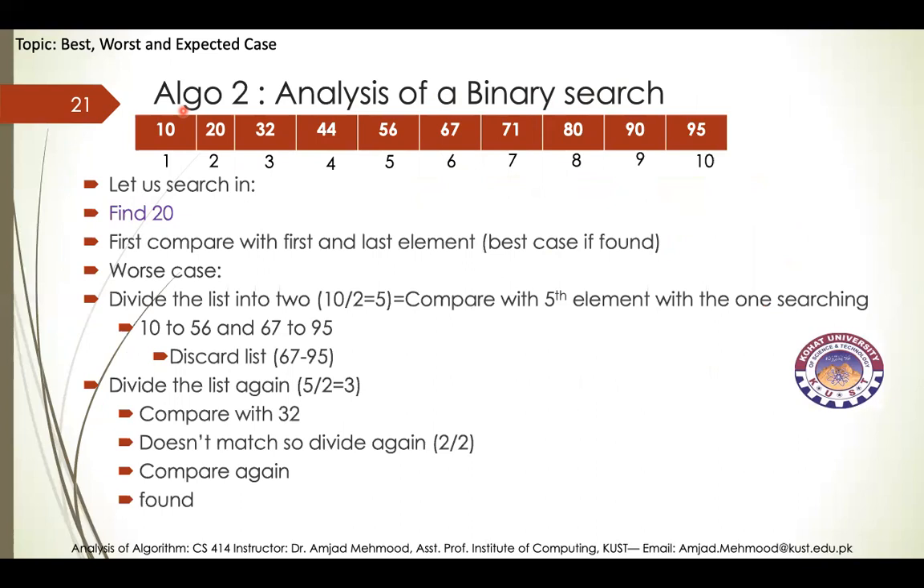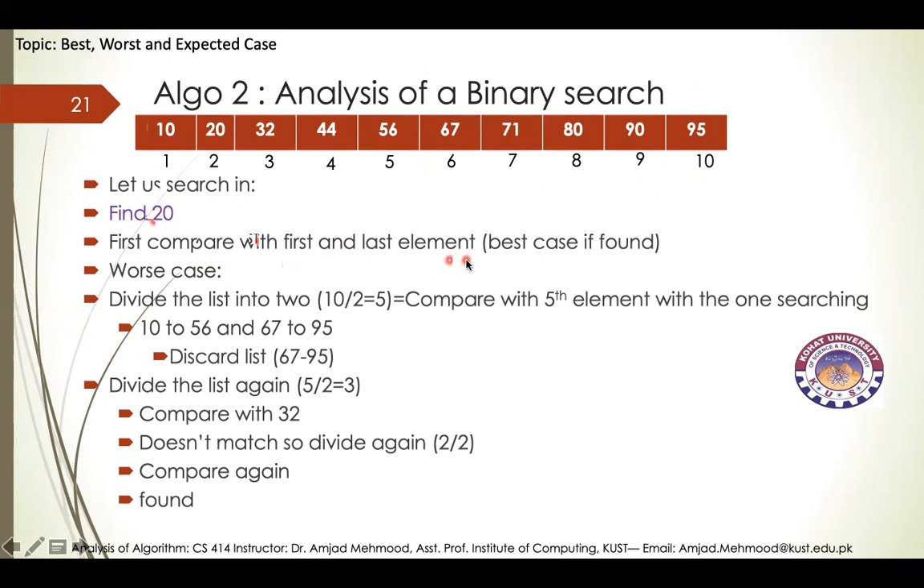Like how we will perform. This is algorithm 2, and as the name indicates, this is a binary search. So how it works: if you want to find anything, it divides. For example, if I want to find 20, it will divide this into two pieces. At the beginning, it will compare with the first and last element.